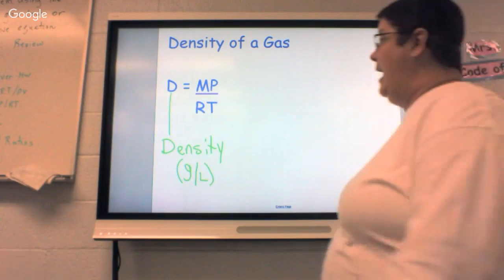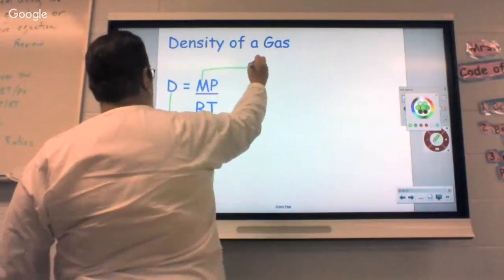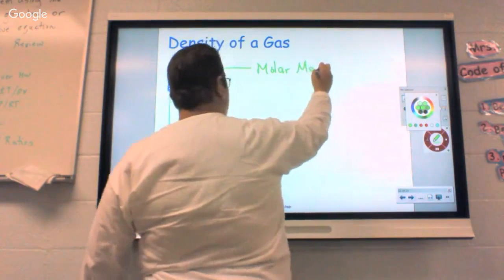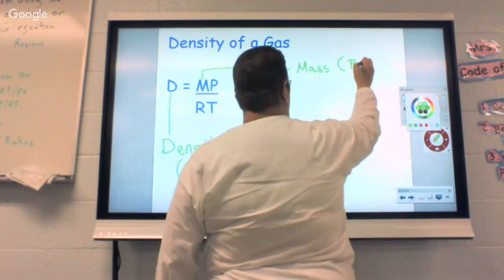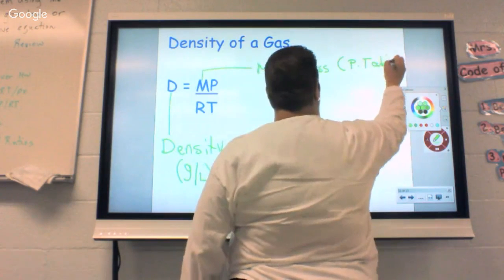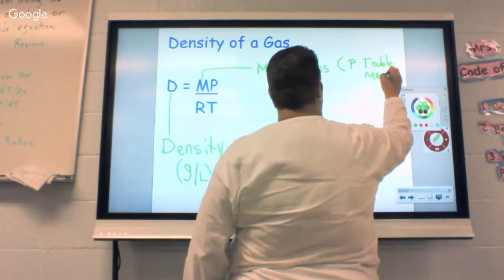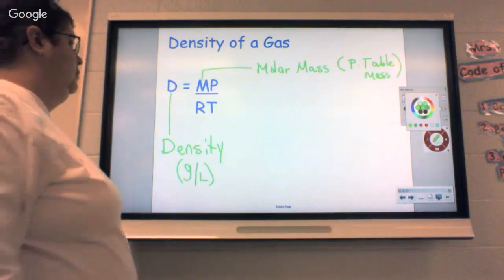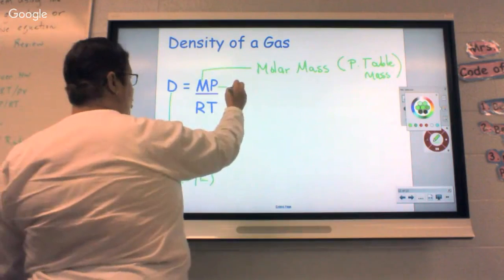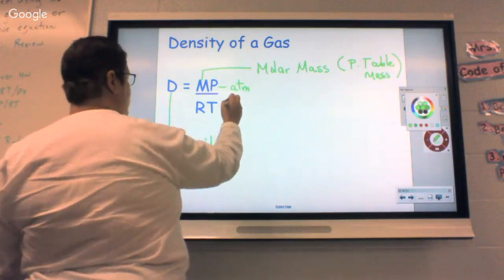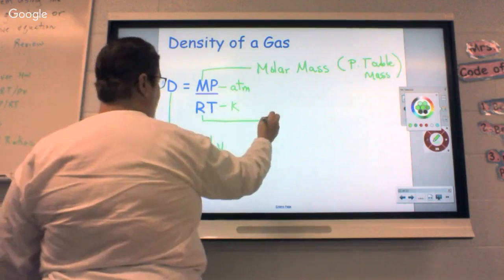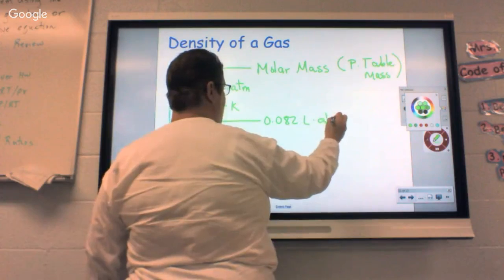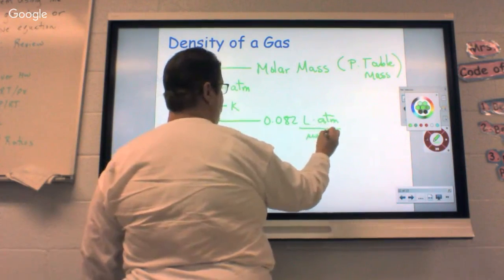Now, M is what we just talked about. This is molar mass. Okay? Periodic table mass. You're going to have to figure it out using the periodic table. And because you see an R, we know that's in ATM, that's in Kelvin, and that's 0.0821 L times ATM over mole times Kelvin.